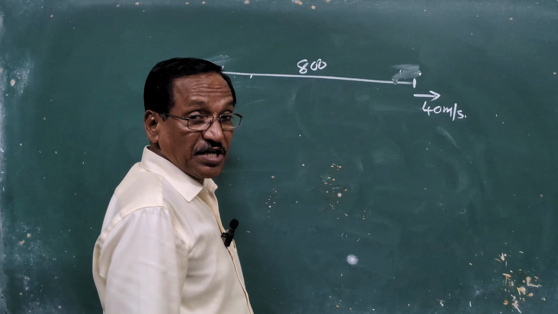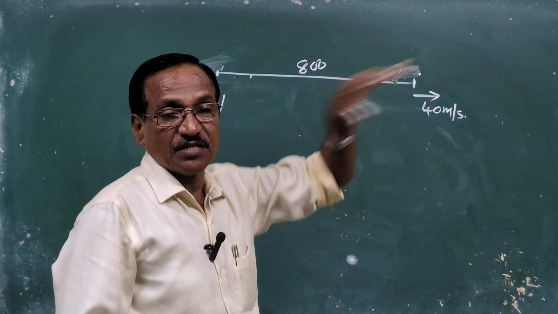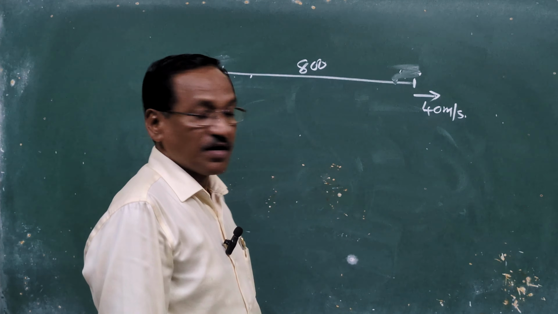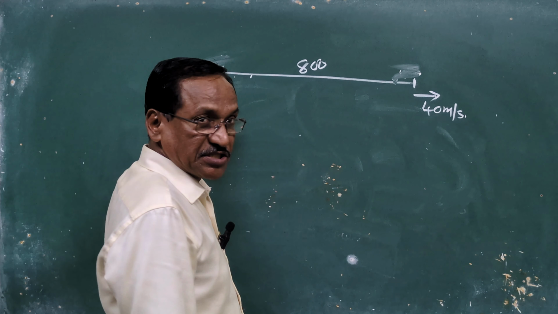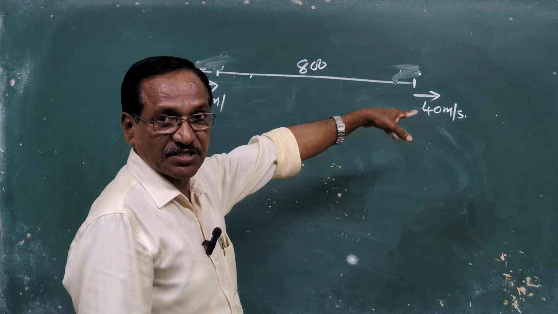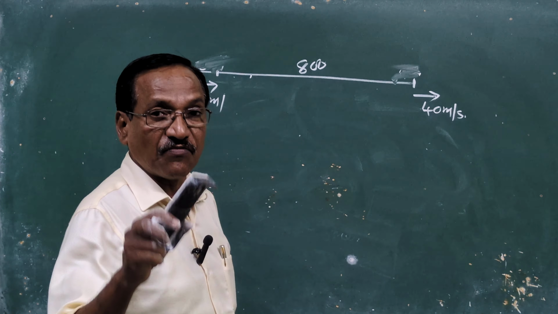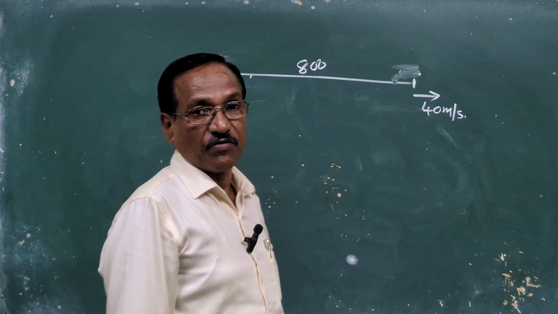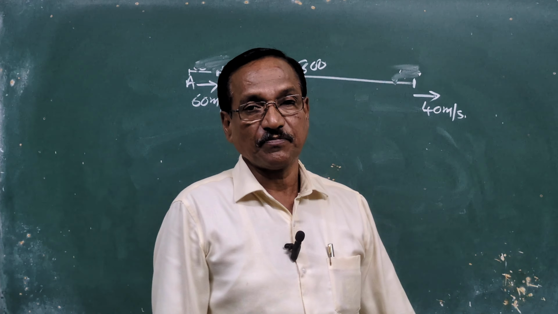Since the faster body is behind, definitely the faster one will overtake the slower one after some time. So the question is, if two bodies are 800 meters apart, one with a speed of 60 meters per second which is behind, and the other at a speed of 40 meters per second, moving in the same direction, after what time will the faster one overtake the slower one?